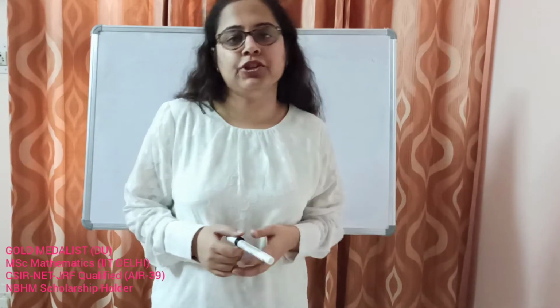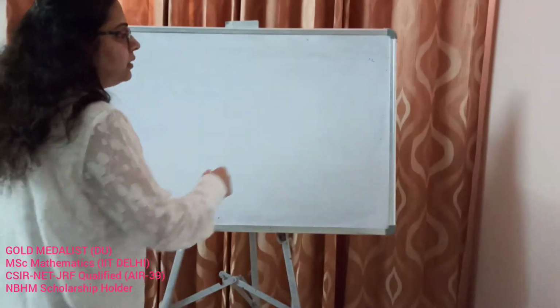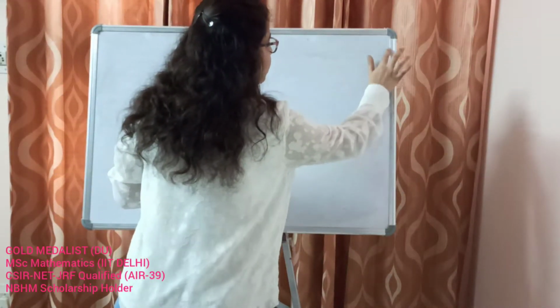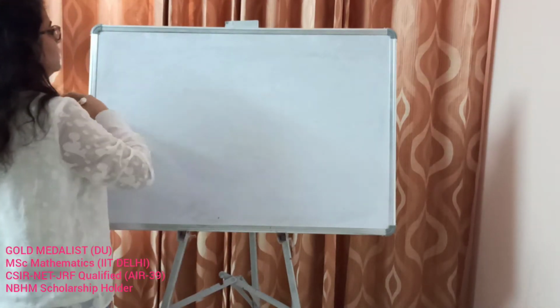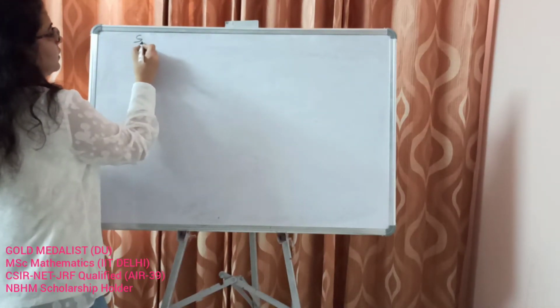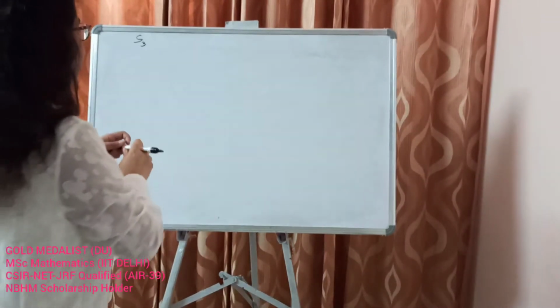the cyclic notation of these permutations. So first we take a few examples of permutation groups. Now first of all, S3. Now what is this set?